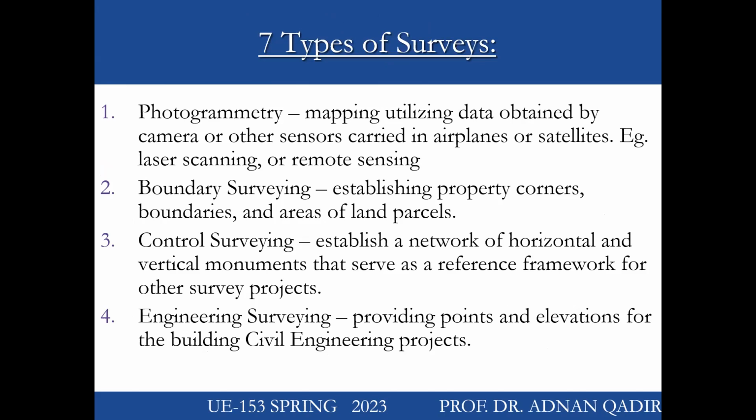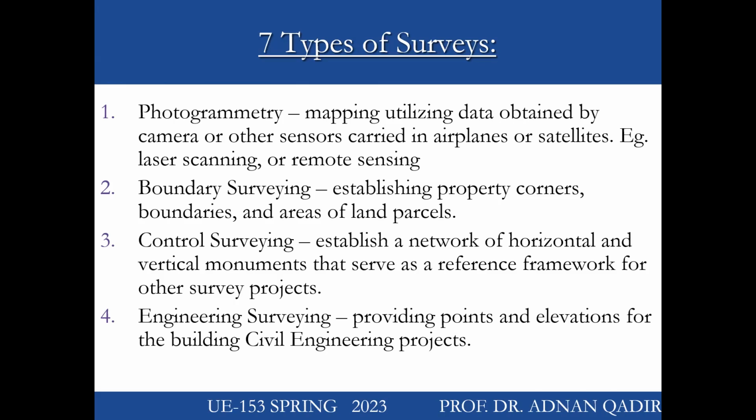Briefly, because this is the introduction lecture, we'll talk about types of surveys. 7 types can be identified. One is photogrammetry, obtained by camera or other sensors, guided terrains, satellites. Now we have drones replacing airplanes. We need laser scanning or remote sensing. So this is survey done from what we call an aerial survey, as well as from the level of the ground.